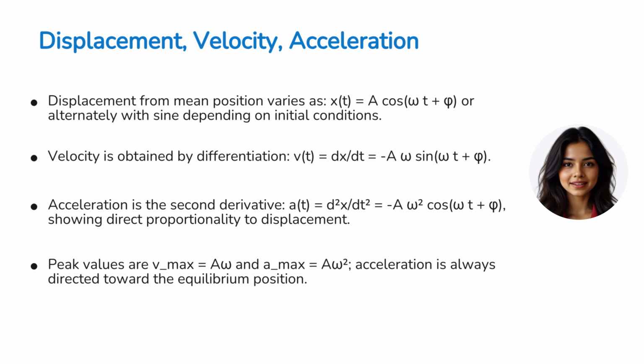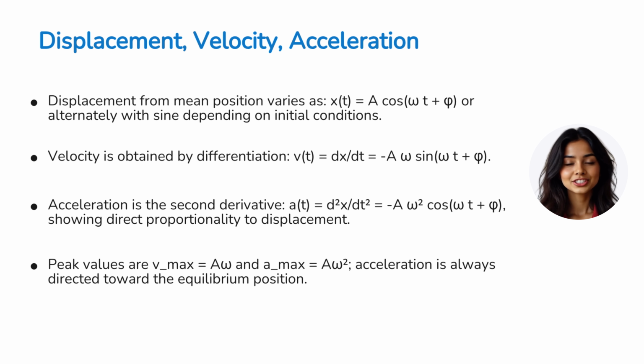Next, velocity, which is how fast the displacement changes with time, is found by taking the first derivative of displacement. So, velocity v(t) equals the derivative of x with respect to t, that is, v(t) = −Aω sin(ωt + φ).